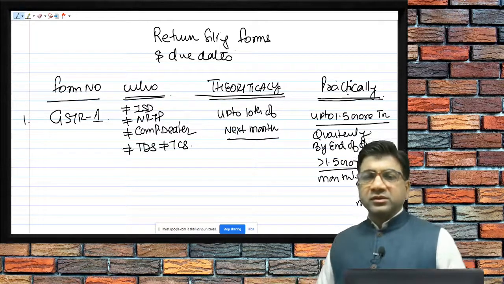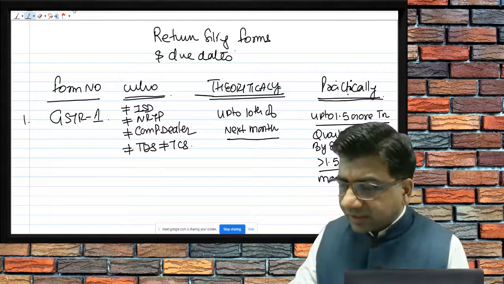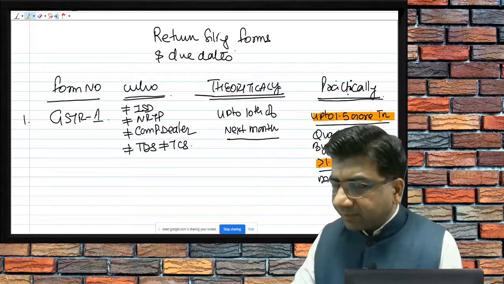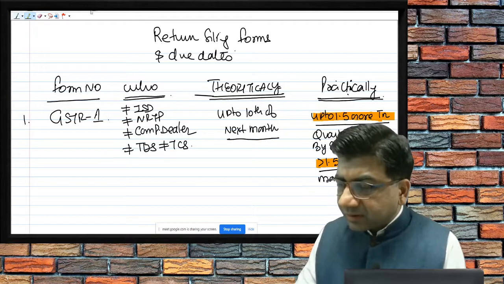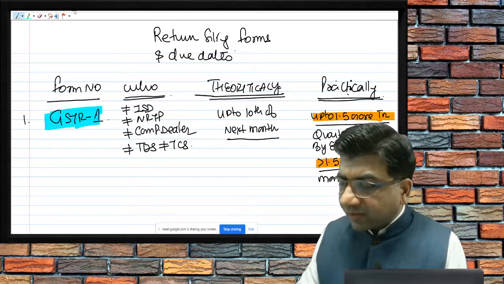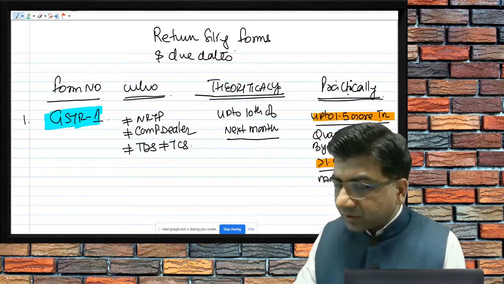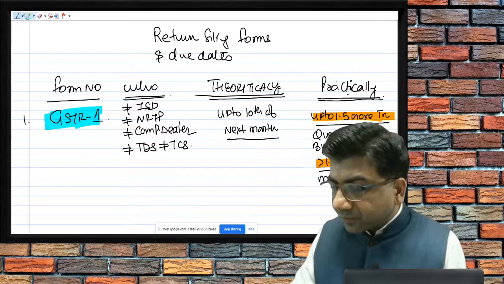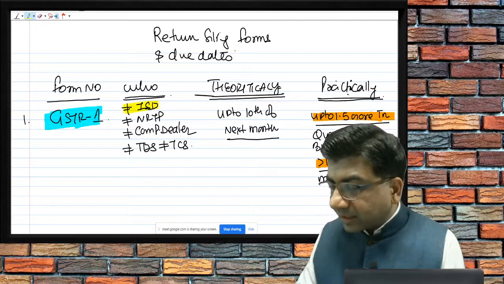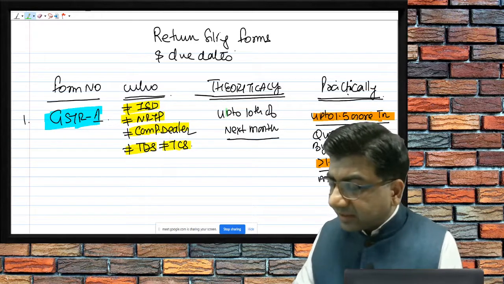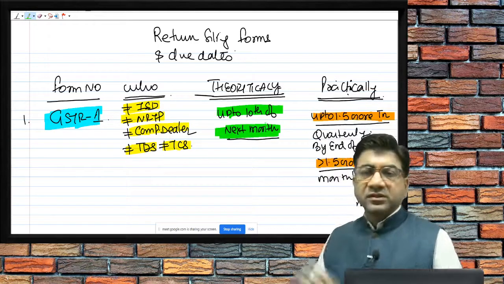End of quarter. So please write this down so that it is easy for you to remember. After that, you will have to do extra things. First understand the normal dates. GSTR1, who is not required to file: ISD, NRTP, composite dealer, TDS, TCS, and up to 10th of the next month. Fine. Next.